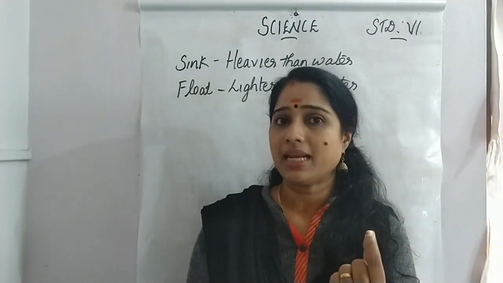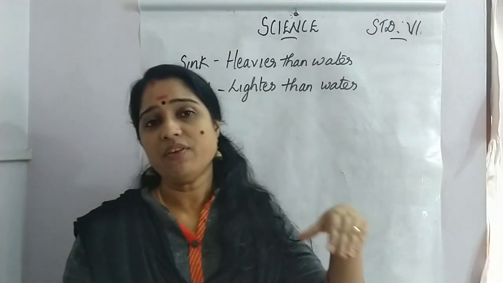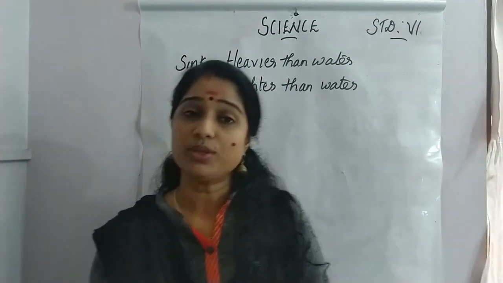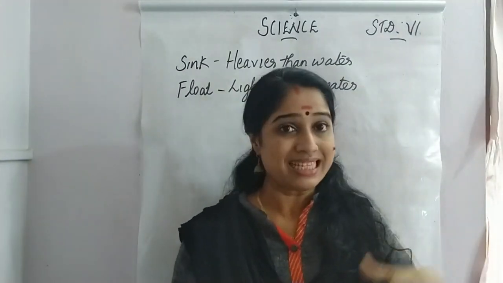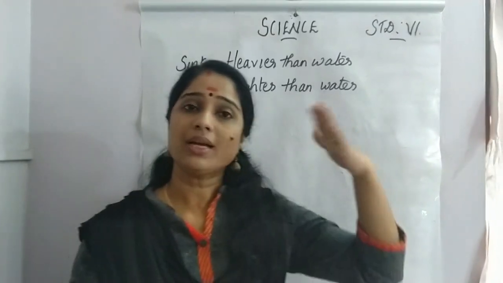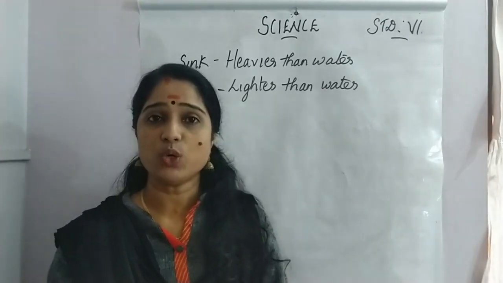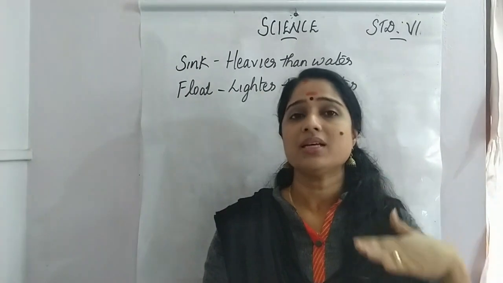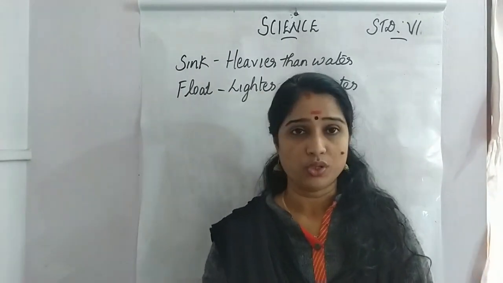Iron nail is another example. Safety pin is another example. They will all go deep into the water. Stone, as I told you earlier, also is heavier than water, so it sinks in the water. Wood can be seen floating on the water. That's the reason why we use wood for making boats. Wood usually floats on the water. Wood and plastic float on the water.